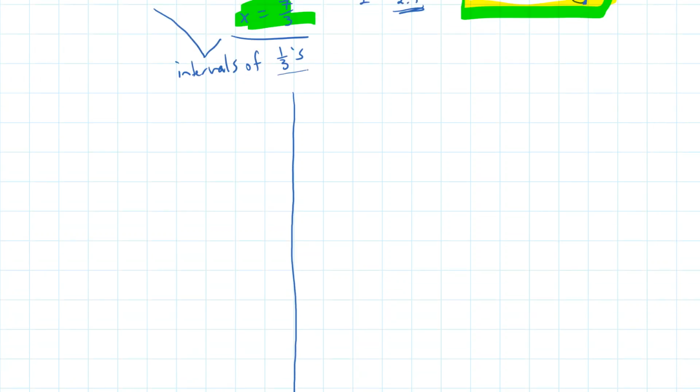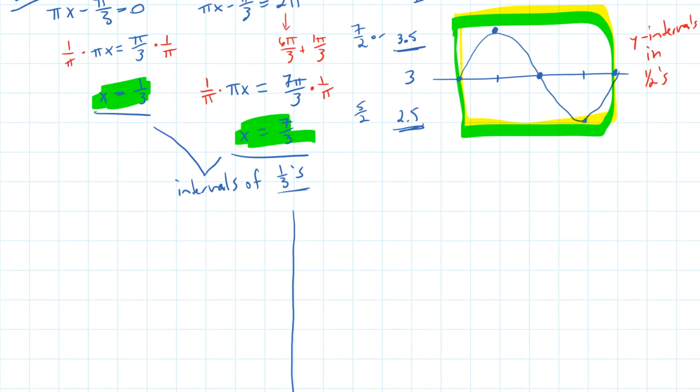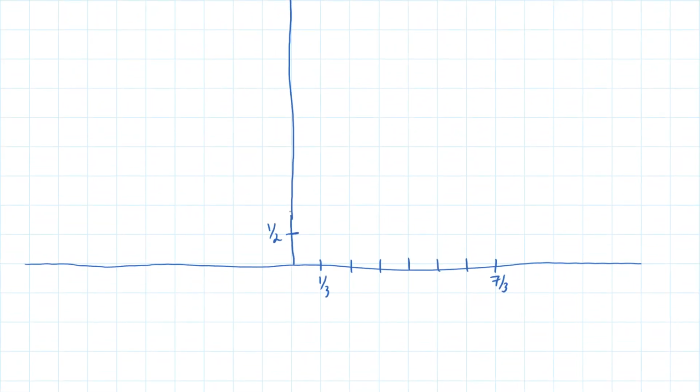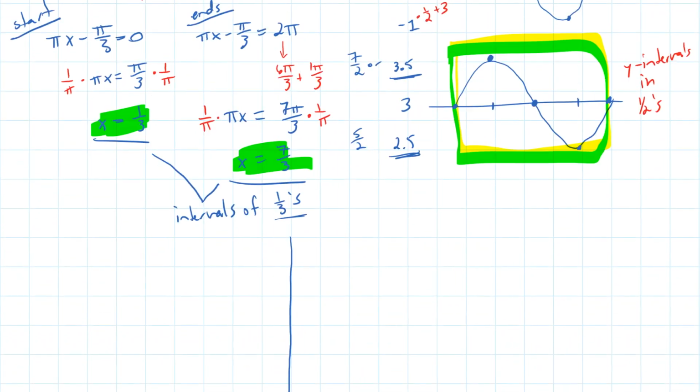So we'll say that this down here is the x-axis, and I want to set up my x-axis in intervals of thirds. So I'll call this 1/3, then 2/3, 3/3, 4/3, 5/3, 6/3, and 7/3. Those are the two ones I'm interested in. Then I'll set up my y-axis in intervals of halves. So this will be 1/2, 2 halves, 3 halves, 4 halves. 5 halves was my low point, and 7 halves was my high point.